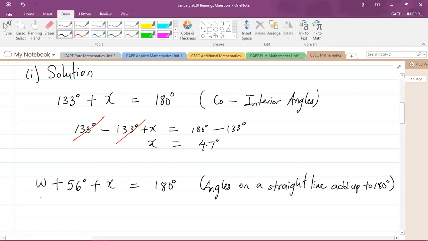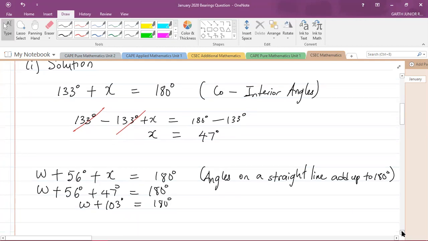We know X is 47 degrees. We've just calculated that. So I can replace the X here with 47 degrees, and all of that must equal 180 degrees. What is 56 degrees plus 47 degrees? That gives you 103 degrees. So I can now say that W plus 103 degrees equals 180 degrees.